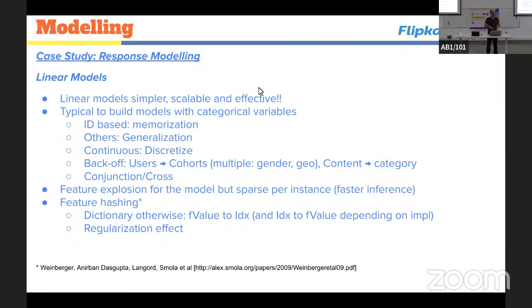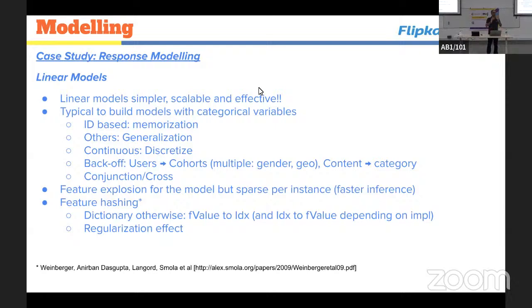For example, if you are buying kurti, right, and you are a new user to me, I know that the male user most likely is not going to buy it. The probability of a male user buying kurti is going to be very less. So that feature is going to become helpful, even though I don't have enough history about that user. Right? So you back off.